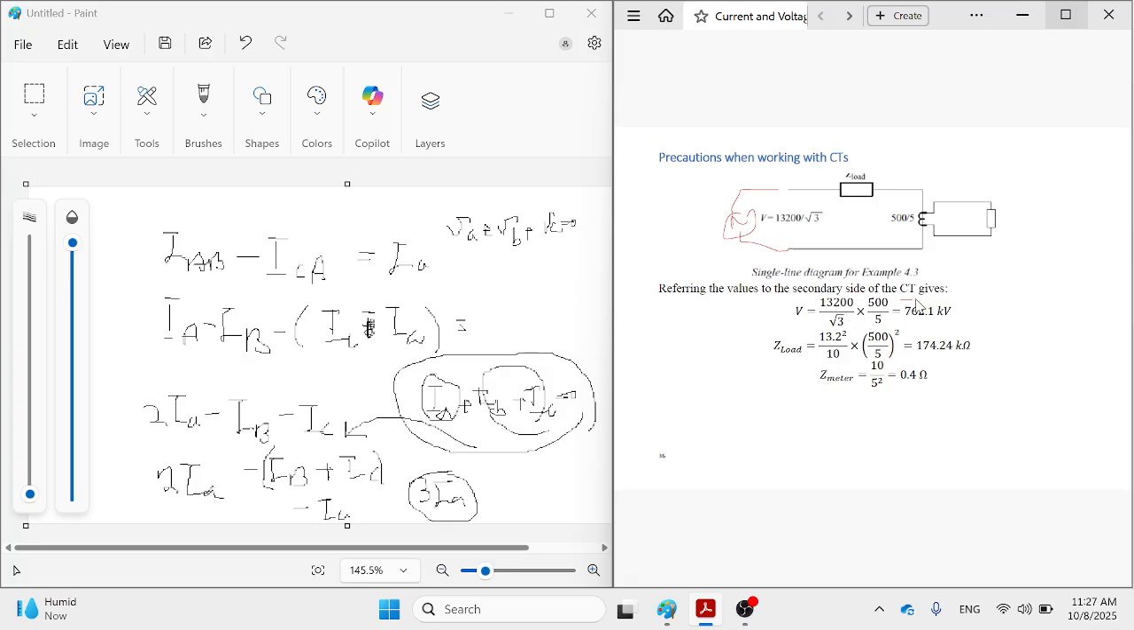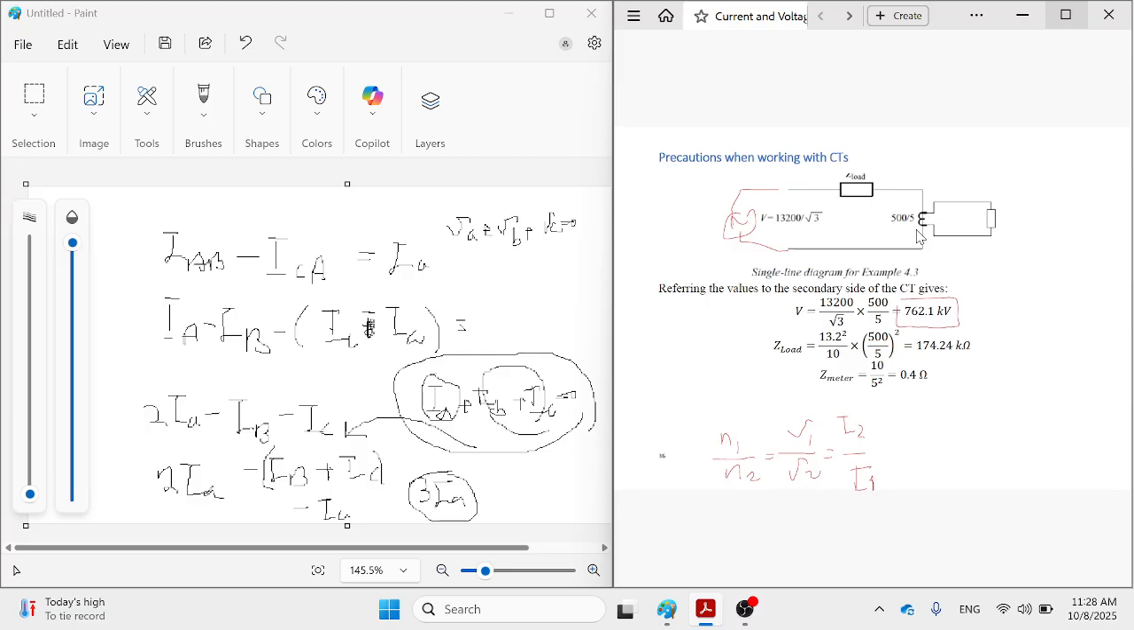But why is the voltage increased here? Don't forget the CT action is to reduce the current. If it reduces the current, of course it increases the voltage, the same as the power transformer in the step down. When we are reducing the voltage in the power transformer, we reduce the voltage on behalf of the current increase. You can follow this equation: N1 over N2 equals V1 over V2, and V1 over V2 equals I2 over I1.